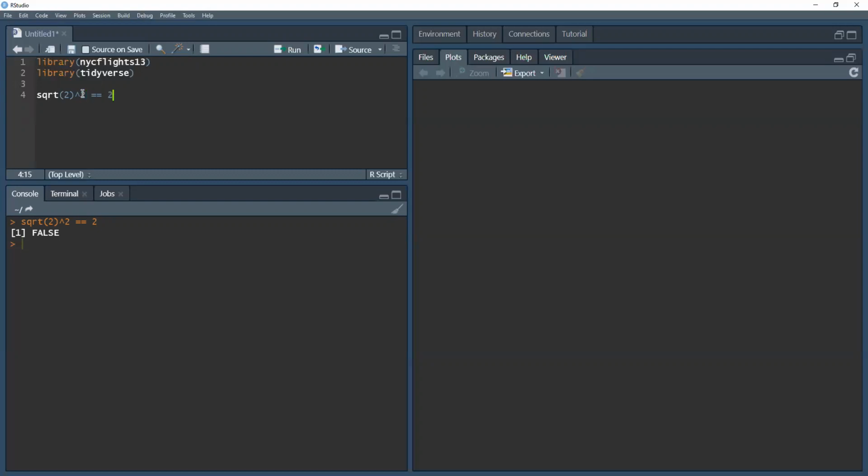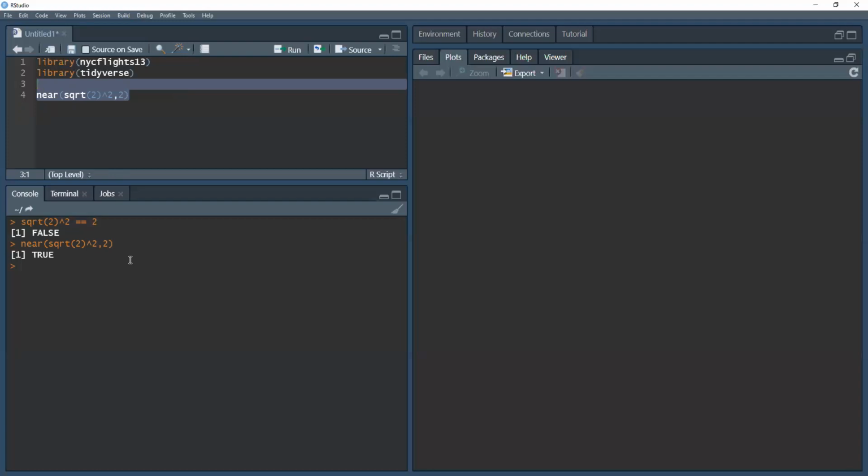In order to rectify that, we should use dplyr's near function to be able to use the same comparison that we want, but get the desired answer also. So if we put in the square root of 2 and then we square it, and then we want to see if it's equal to 2, which it is, we get the correct answer, which is true.